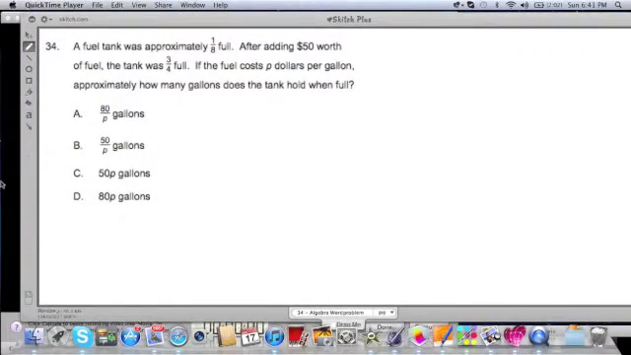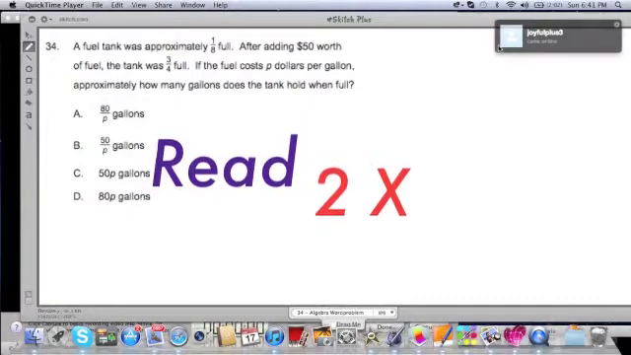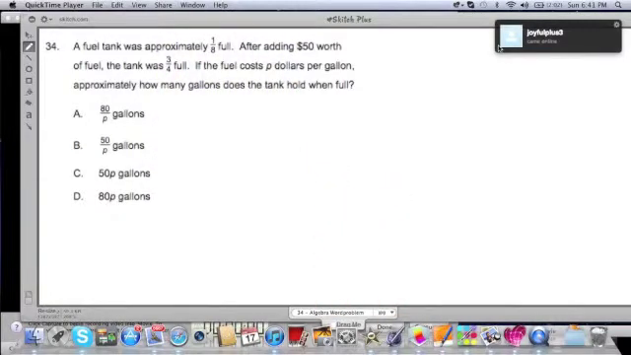I'm going to start, and I always start by reading the problem out loud. So it says here, a fuel tank was approximately 1/8 full. After adding $50 worth of fuel, the tank was 3/4 full. If the fuel costs P dollars per gallon, approximately how many gallons does the tank hold when full?